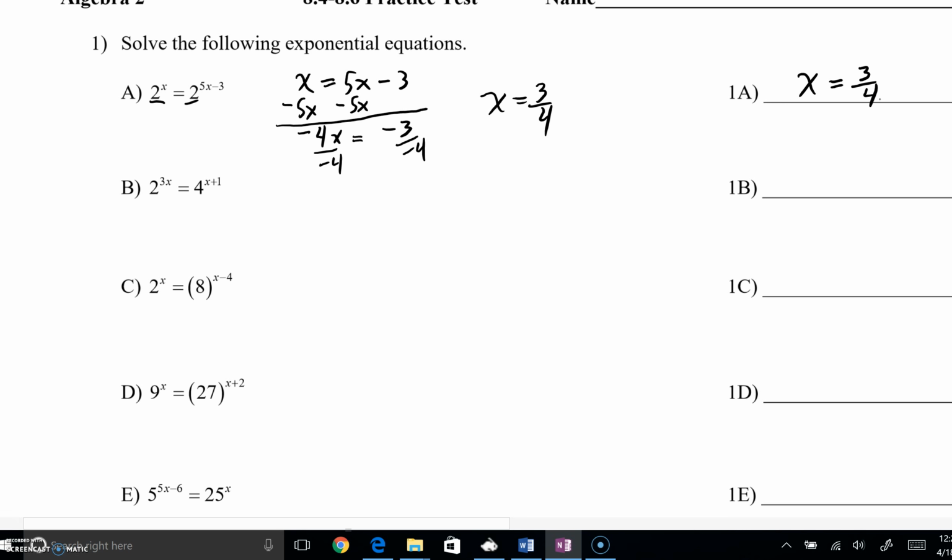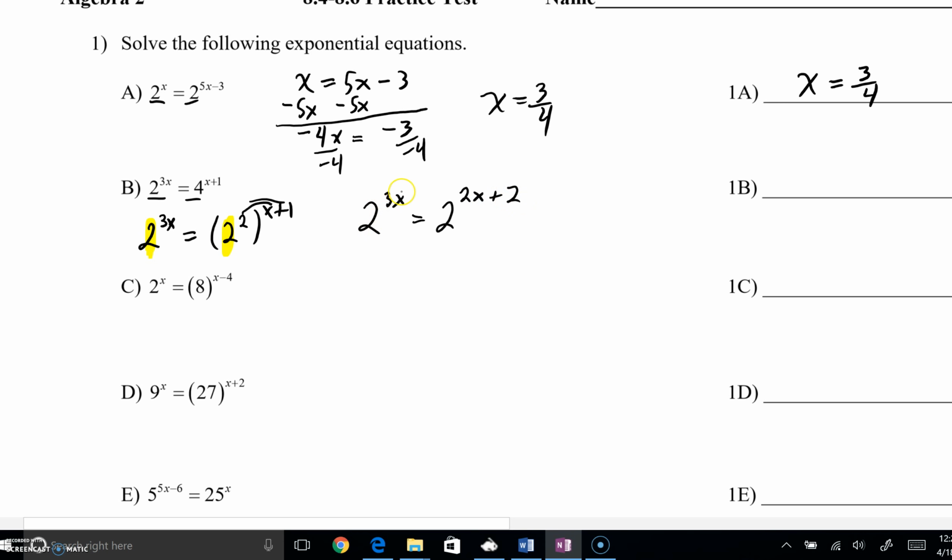For letter B, you're going to notice that the bases are not the same. You cannot set the powers equal. That being said, the 4 can be thought of as actually 2 squared. What you really are in search of, most importantly, is that you're going to have the same base. And now you have powers to powers. So this is 2 to the 3x would equal 2 to the 2x plus 2.